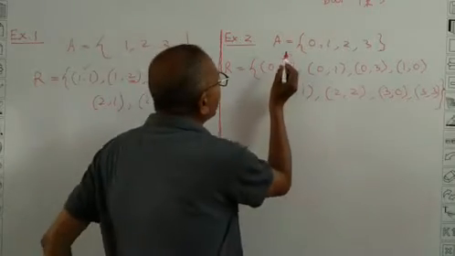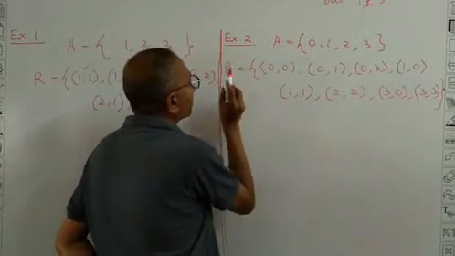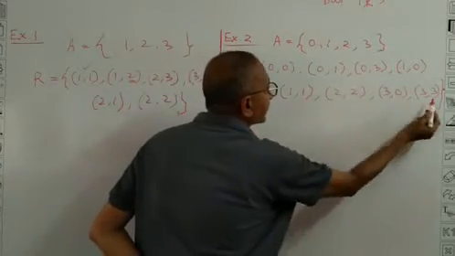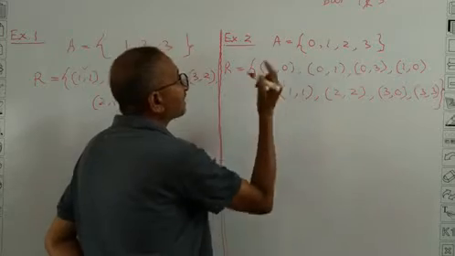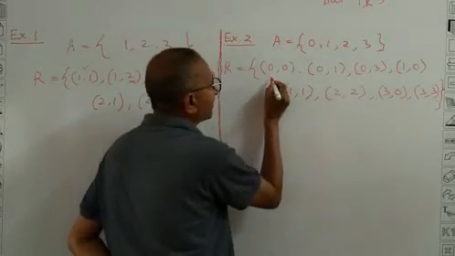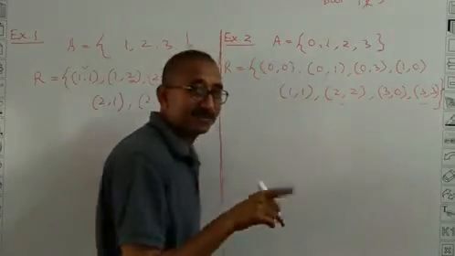Here the elements of set A are 0, 1, 2, 3. The relation is given in this way. This is the relation. Now is it reflexive or not? We must have 0 0, 1 1, 2 2, 3 3 to be reflexive. 0 0, 1 1, 2 2, 3 3. So it is reflexive. Number 1.